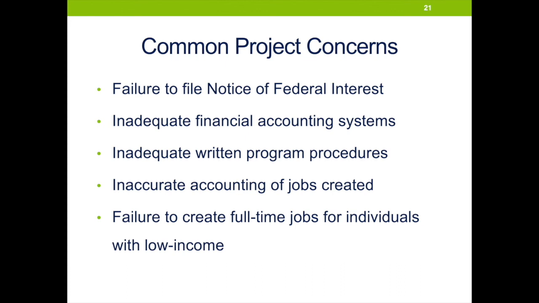This slide provides some examples of common concerns that are identified during the site visits. Failure to file the notice of federal interest in property owned by the grantee. Inadequate financial accounting systems. Inadequate written program procedures. Inaccurate account of jobs created. Failure to create all full-time jobs for individuals with low income. Issues with financial accounting requirements. Inadequate written program procedures. The lack of drawdown and procurement procedures. Inaccurate accounting of jobs, and the failure to create permanent full-time jobs.